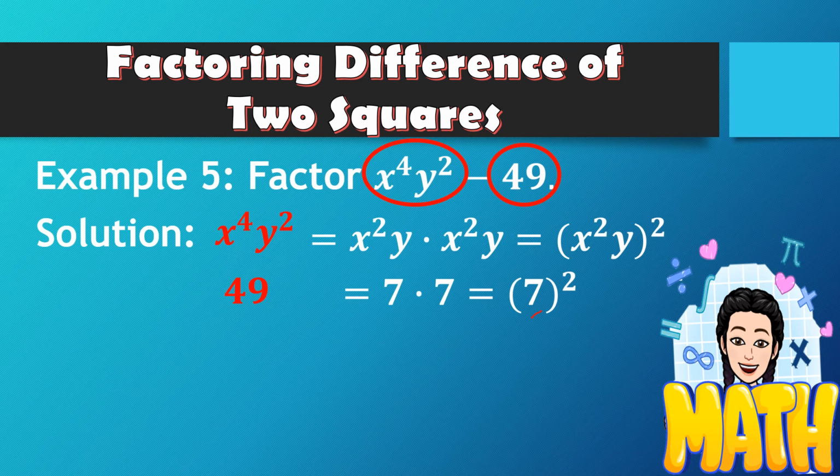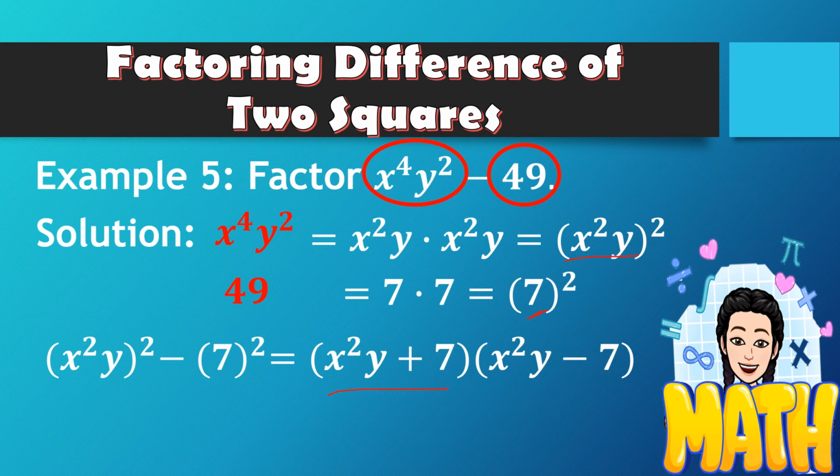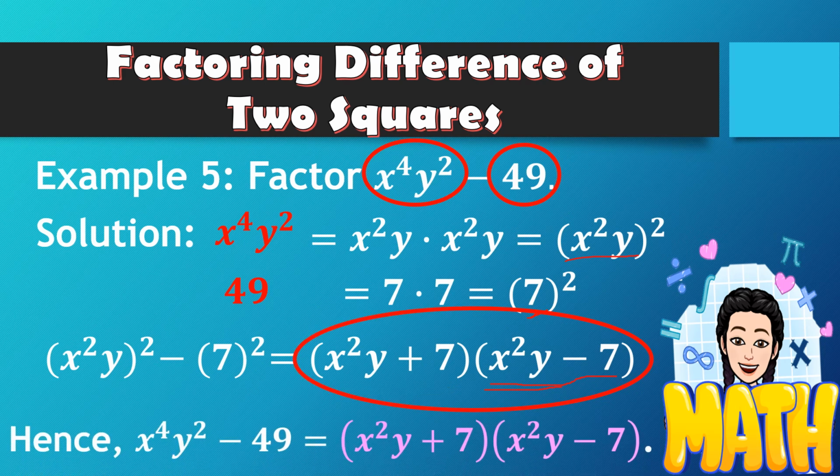Then, para sa factors, gagamitin natin ang terms na x squared y at 7 at gagawin nating product ng sum nila at difference nila. So, paano yon? Gagawin lang nating x squared y plus 7 and then x squared y minus 7. Imumultiply lang natin yung dalawang factors na ito. Hence, x raised to 4 y squared minus 49 is equal to the product of the sum of x squared y and 7 and the difference of x squared y minus 7.